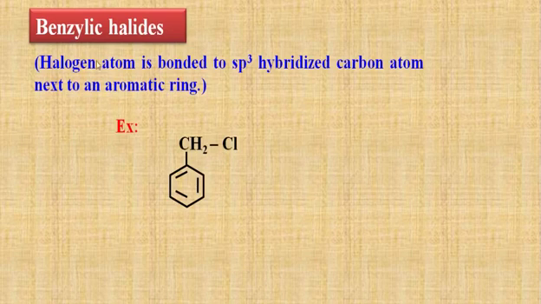Then we have benzylic halides. Here again halogen atom is bonded to sp3 hybridized carbon atom next to an aromatic ring. You can see this benzyl chloride. Here chlorine is attached to sp3 hybridized carbon atom.